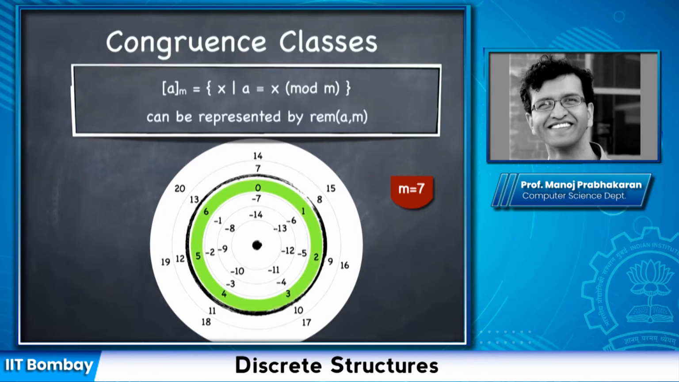And by the way, the standard label for each of these congruence classes would be the integer that's in the range 0 to m-1. That's what the remainder gives you.